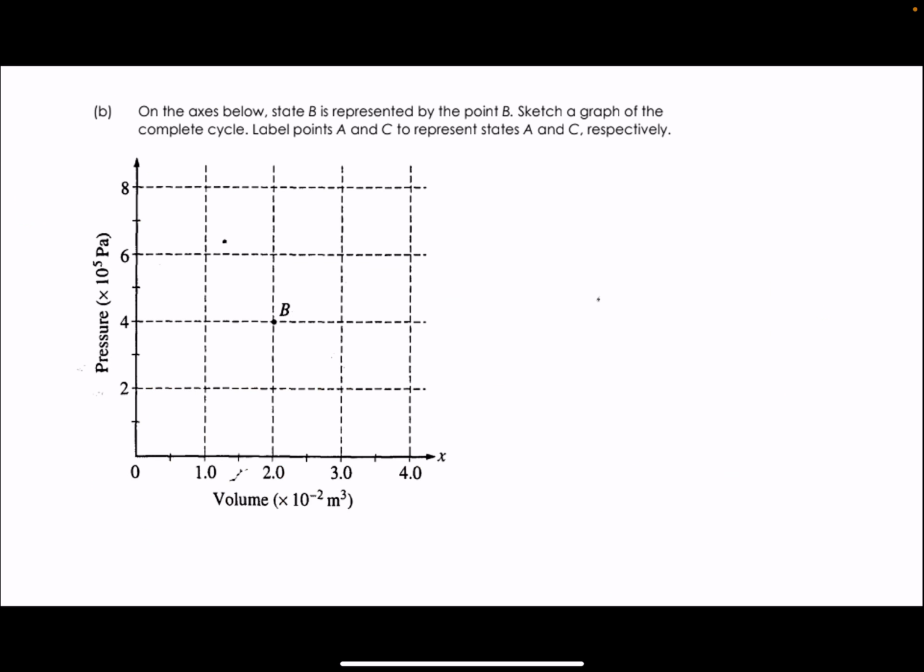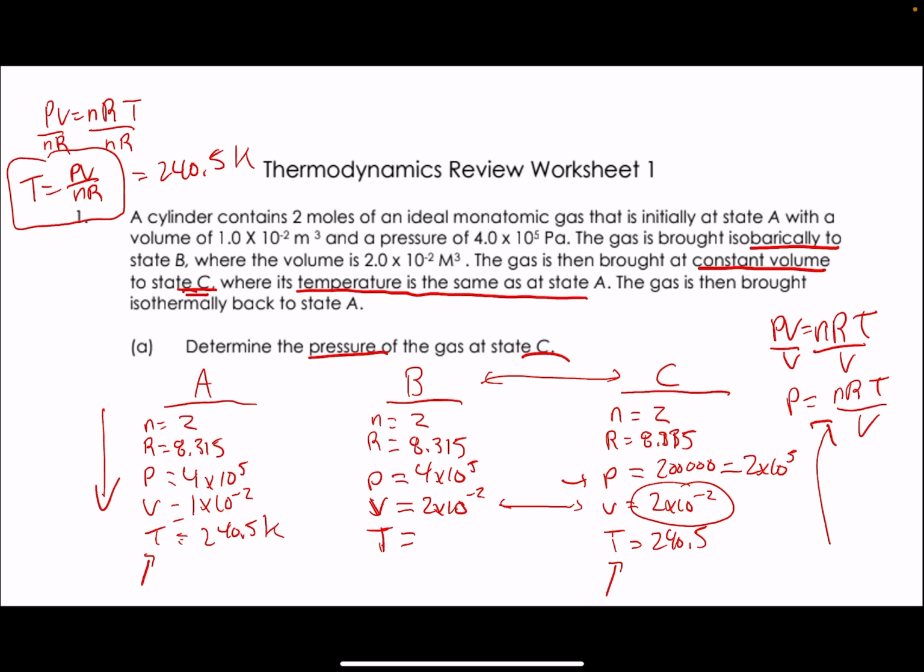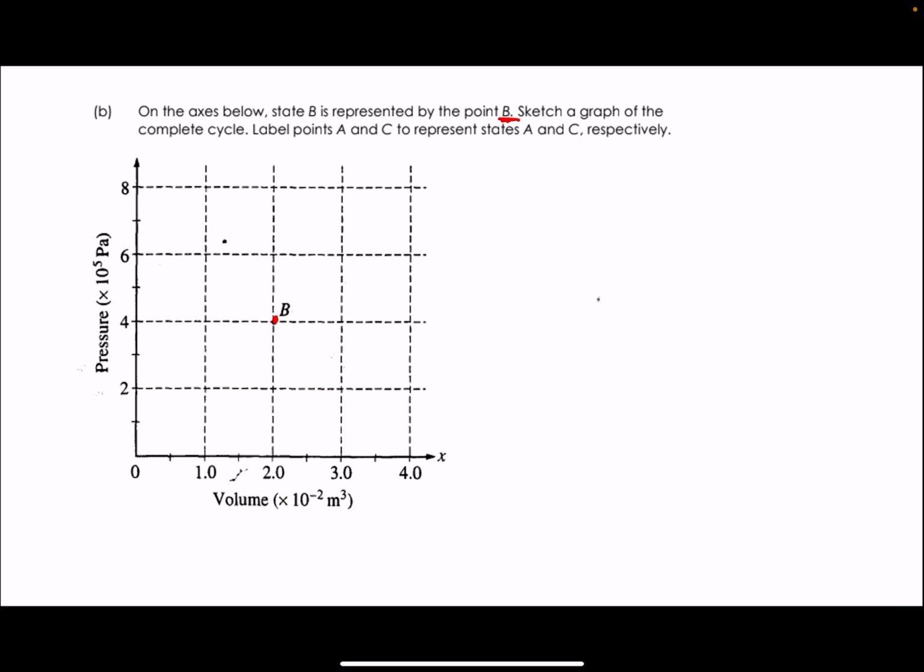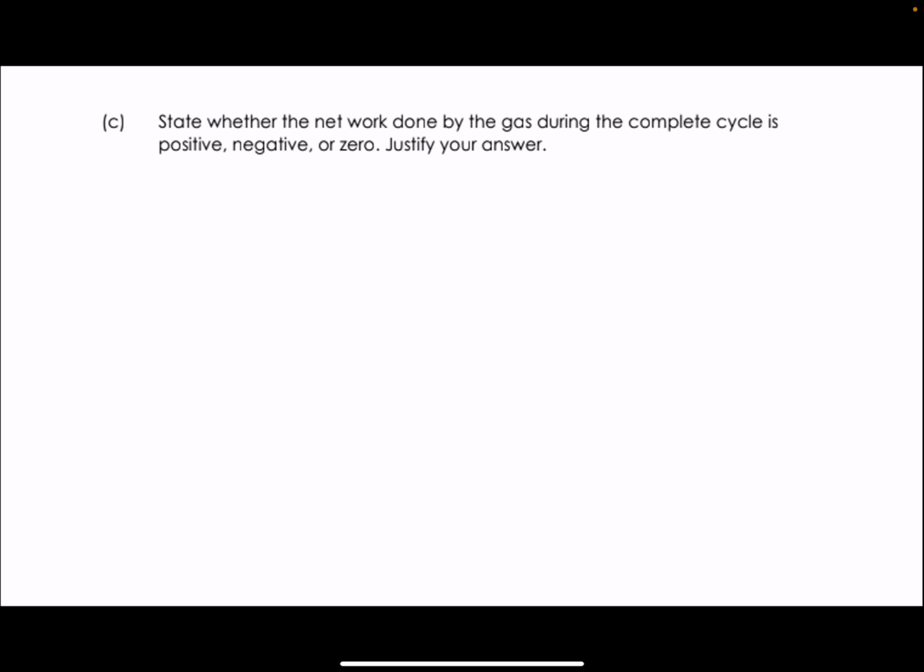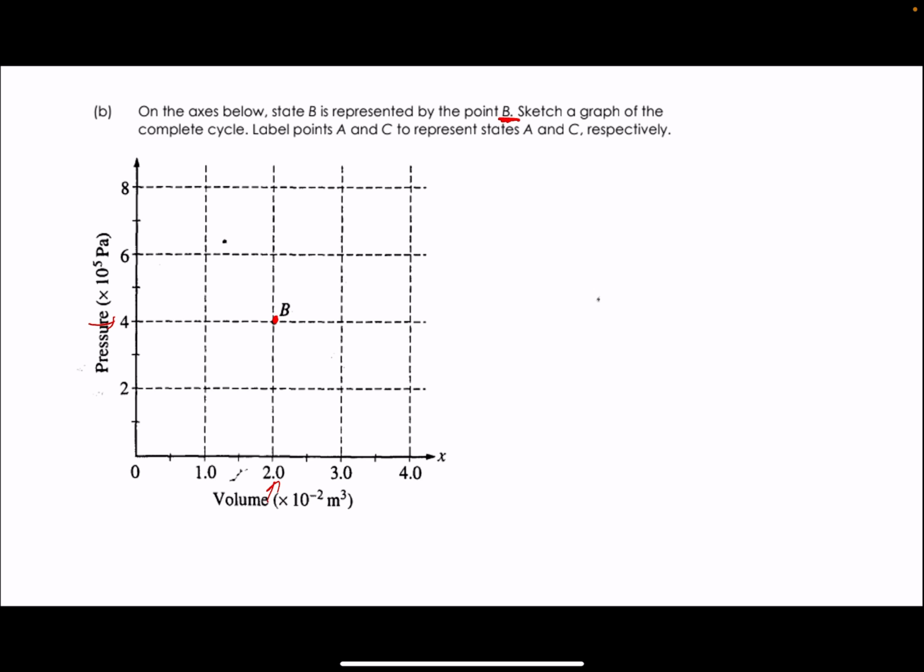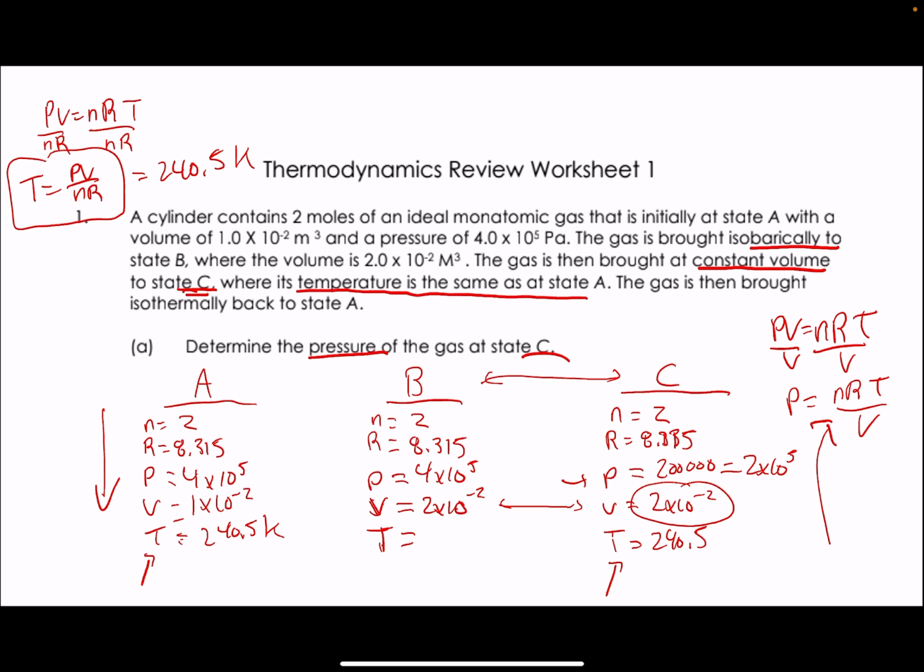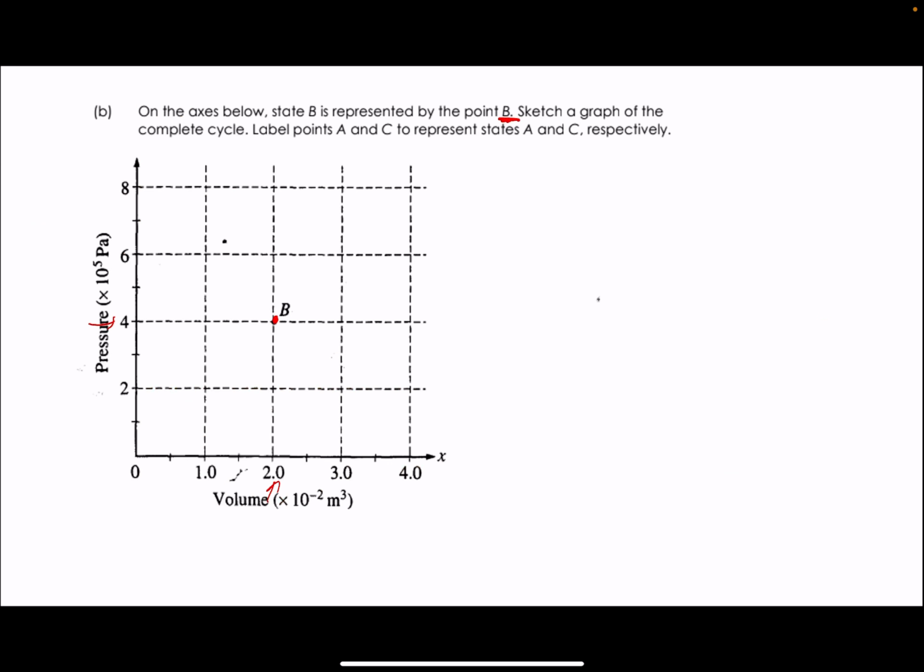Then it says on the axis, state B is represented by the point B here. So remember that for B, the volume was 2 and the pressure was 4, right? So 2, 4. And it wants us to sketch a graph of the complete cycle. So basically, we want to label points A and C. What was A? A's pressure was 4 and volume was 1.